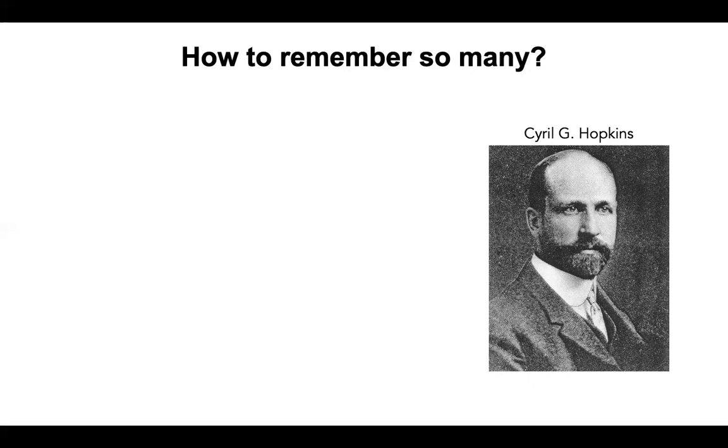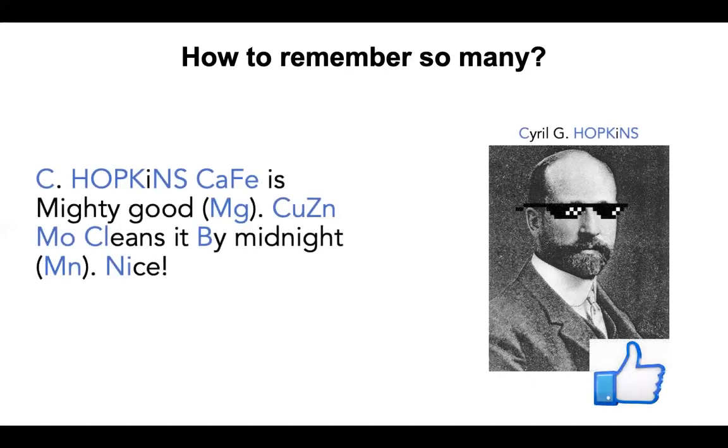Well, a little story about Cyril G. Hopkins is C. Hopkins Cafe is mighty good. His cousin Mo cleans it by midnight. Nice. So this is how we remember plant essential nutrients. We have carbon, hydrogen, oxygen, phosphorus, potassium, nitrogen, sulfur, calcium, iron, magnesium, copper, zinc, molybdenum, chloride, boron, manganese, which stands for midnight, and nickel.